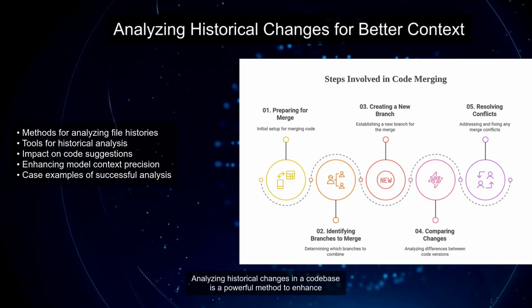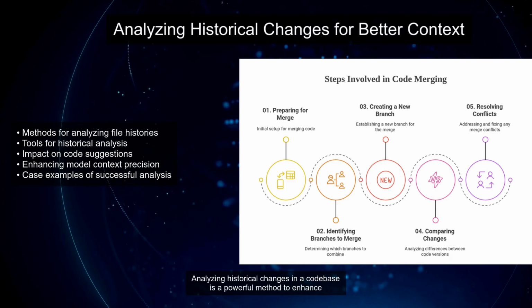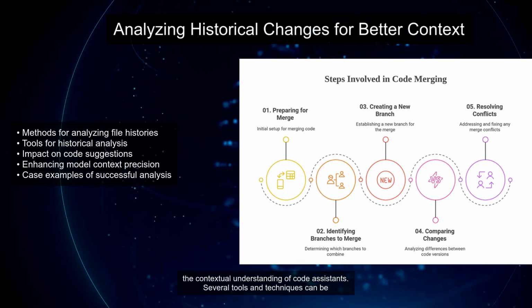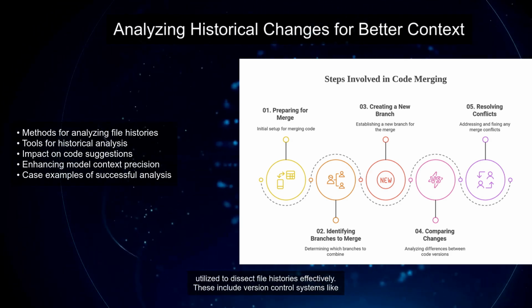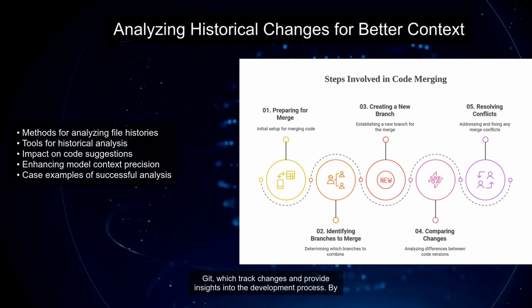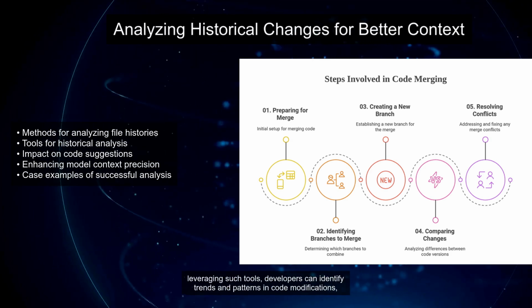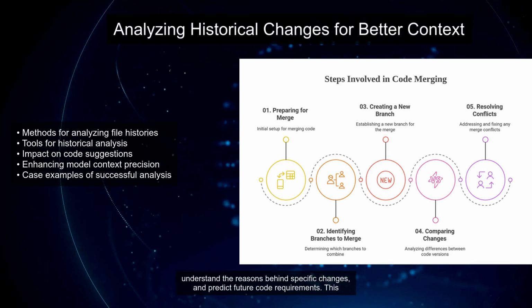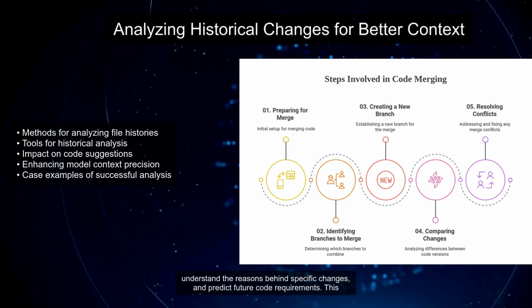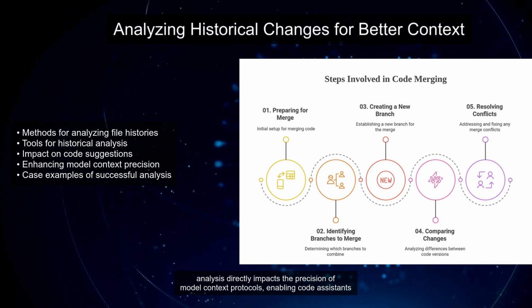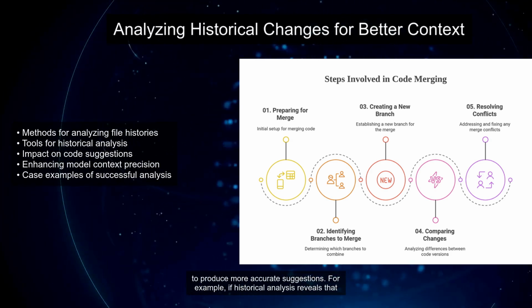Analyzing historical changes in a codebase is a powerful method to enhance the contextual understanding of code assistance. Several tools and techniques can be utilized to dissect file histories effectively. These include version control systems like Git, which track changes and provide insights into the development process. By leveraging such tools, developers can identify trends and patterns in code modifications, understand the reasons behind specific changes, and predict future code requirements. This analysis directly impacts the precision of model context protocols, enabling code assistants to produce more accurate suggestions.